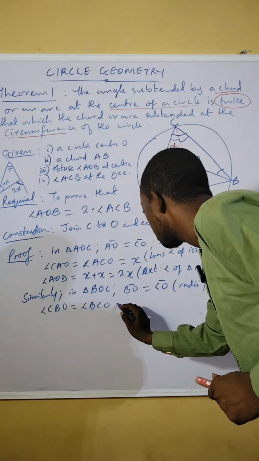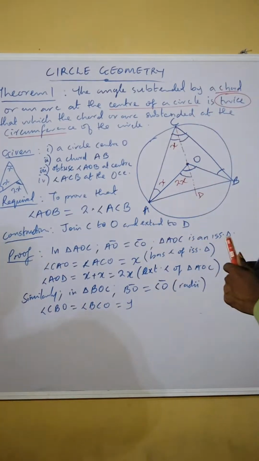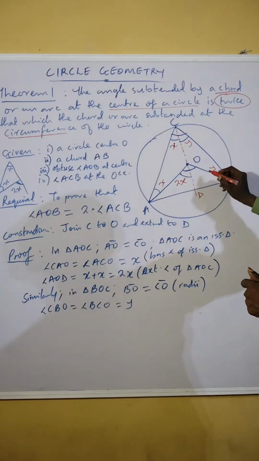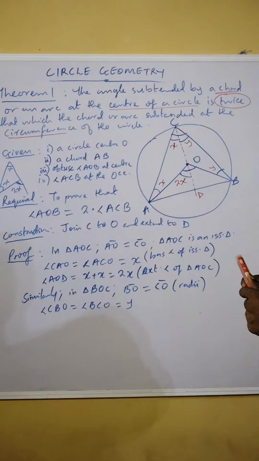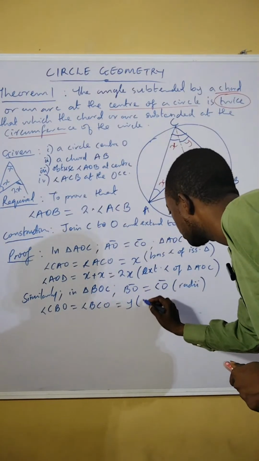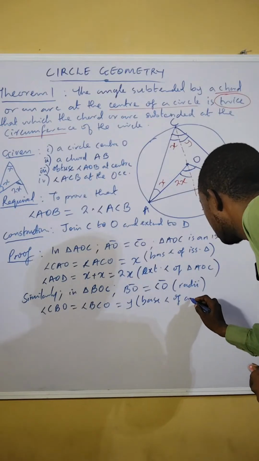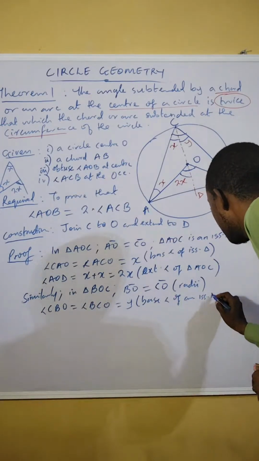BCO. And we can call it letter Y. So if this is Y, it means this is also Y. That's a property of an isosceles triangle. That's the base angle of an isosceles triangle.